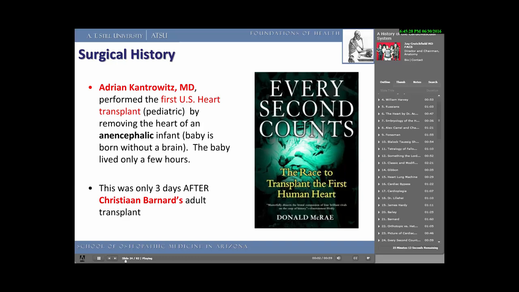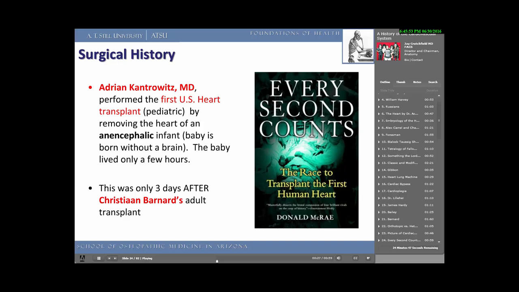Well, you saw his picture in the previous slide, but Dr. Adrian Kantrowitz from Maimonides Hospital in New York was actually the first in the United States to transplant a human heart. He transplanted the heart from an anencephalic infant, in other words, a baby that's born without a brain. Of course, and as expected, the baby that he transplanted the heart into only lived a few hours.